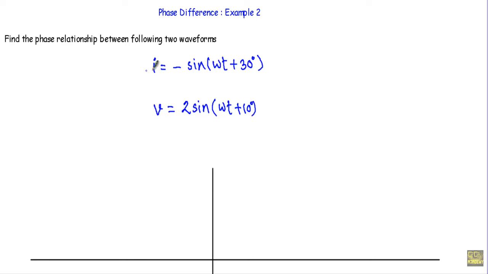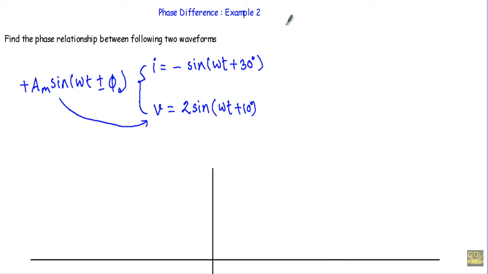Here, when we have to find the phase difference between two alternating waveforms, at first you have to compare the two waveforms, or you have to convert the two waveforms in the form of plus Am sin(ωt ± φ0). Here this Am is the maximum value of the alternating quantity, this ω is the angular frequency, and this φ0 is the initial phase of the alternating quantity. Here you will see the alternating voltage v is already in the form of Am sin(ωt + φ0). Now look at the i, it is in the form of minus sine.